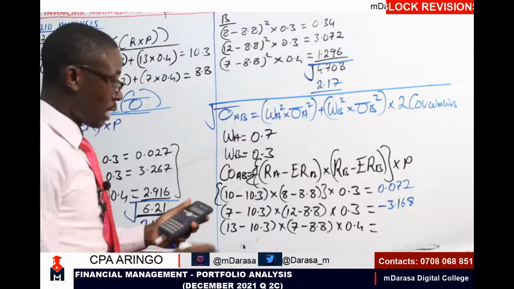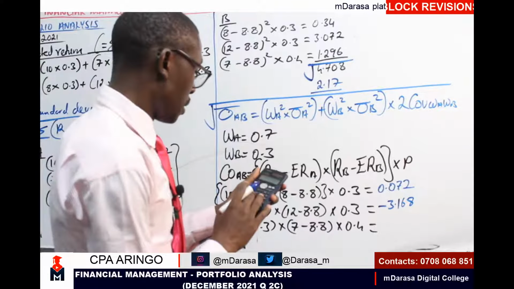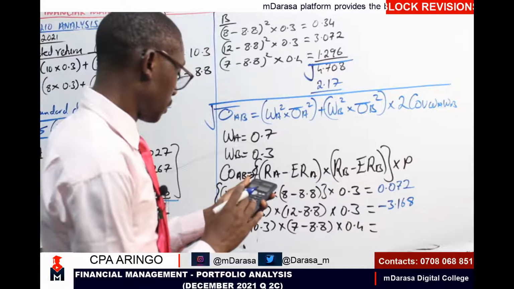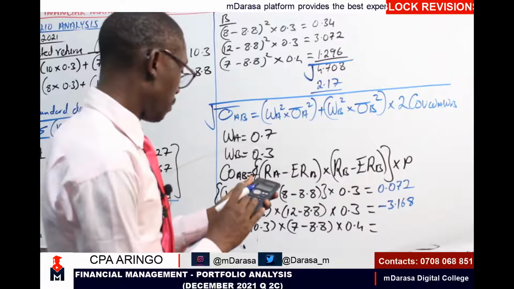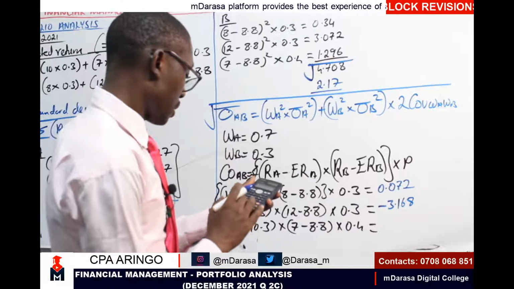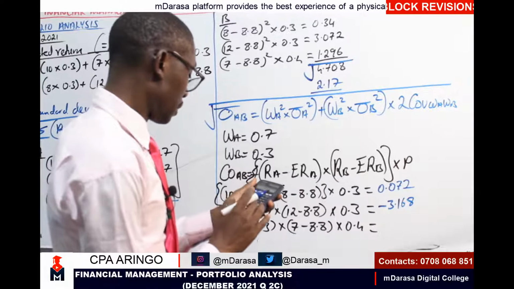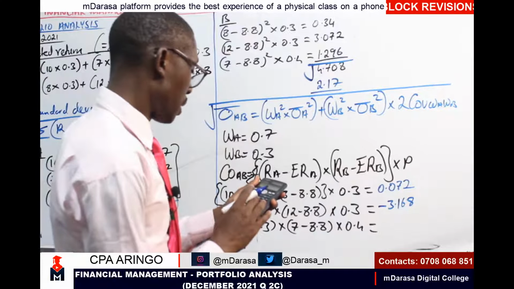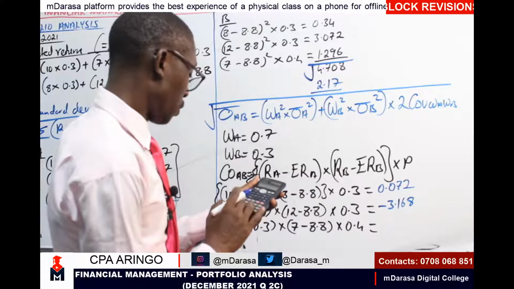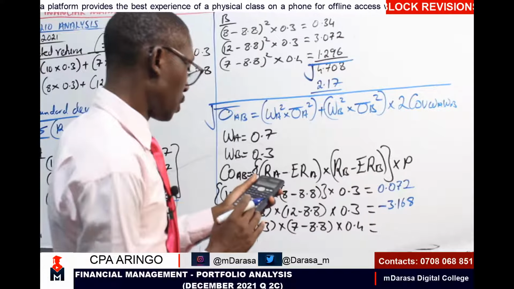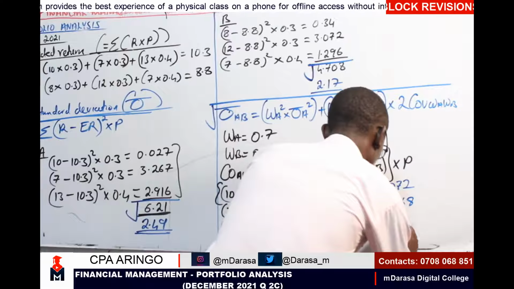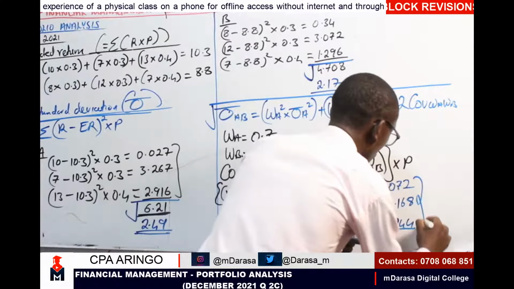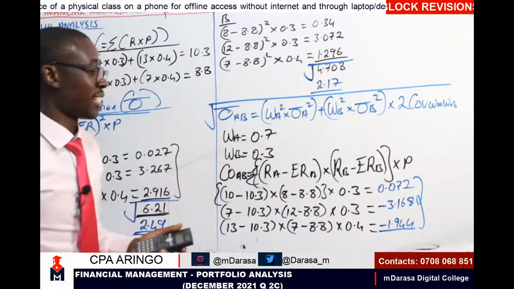Then lastly, here we are talking of 13 minus 10.3. I multiply by 7 minus 8.8. We multiply by, of course, 0.4. So that should give me minus 1.944. Kindly confirm if Mwalimu is getting correct figures or Mwalimu is doing his own things.